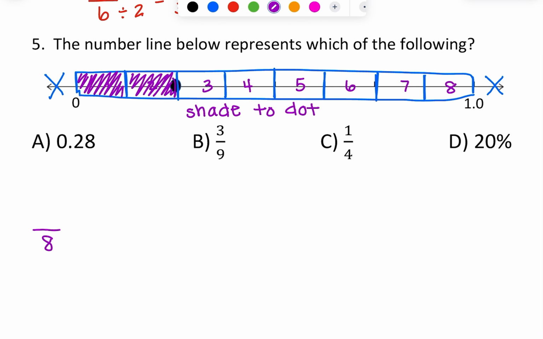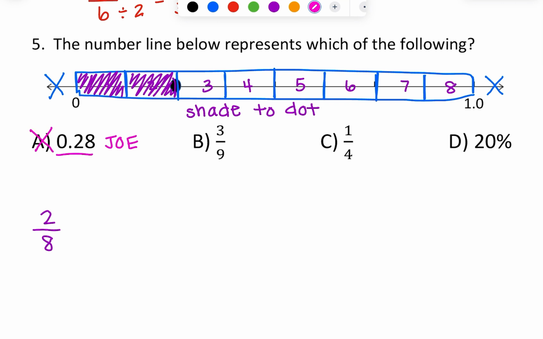So how many pieces are shaded? 2. So my fraction is 2 over 8. So hopefully, if we are looking at our answer choices, I can get rid of a Joe Schmo here because if my fraction is 2 over 8, I can definitely tell that A is a Joe Schmo because 2 over 8 is not 0.28. We're never going to pick that.